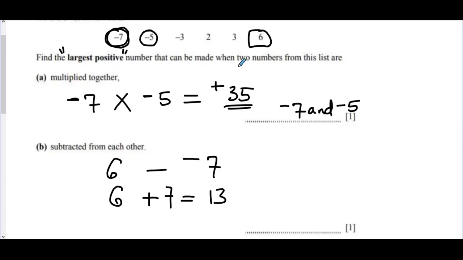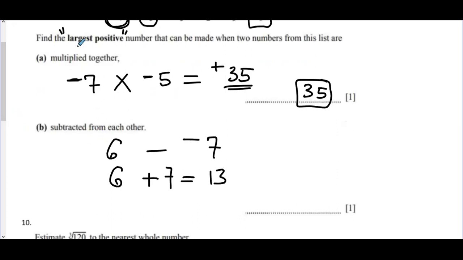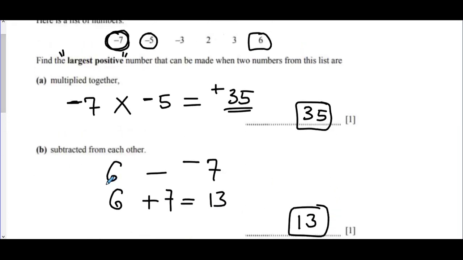Find the largest positive number that can be made when two numbers from this list are multiplied together. The largest positive number will be 35, and the numbers to be used will be negative 7 and negative 5. When two numbers are subtracted, what is the largest positive number? The largest positive number here will be 13. And what are the two numbers you are supposed to subtract? You're supposed to subtract 6 and negative 7. When you do 6 minus negative 7, you end up getting 13. So there we go.